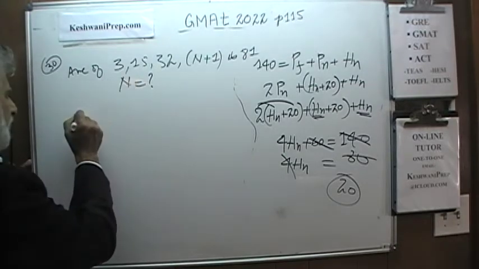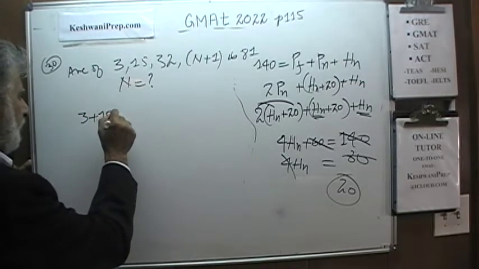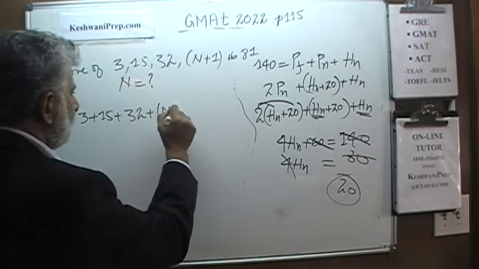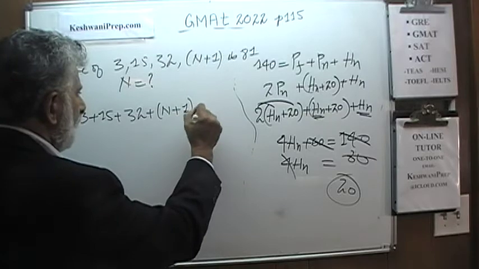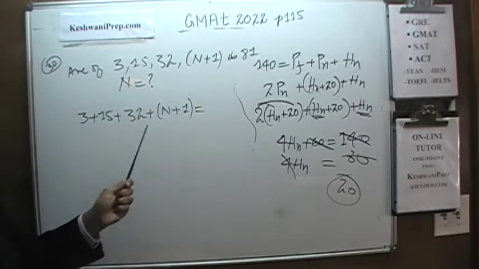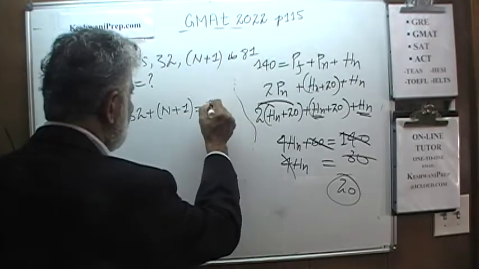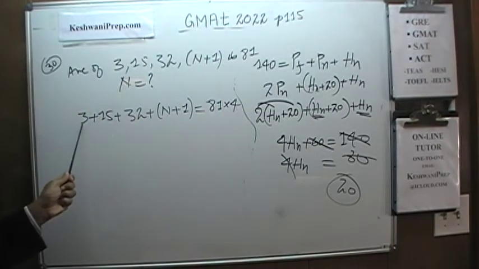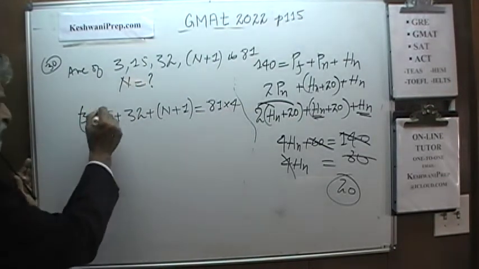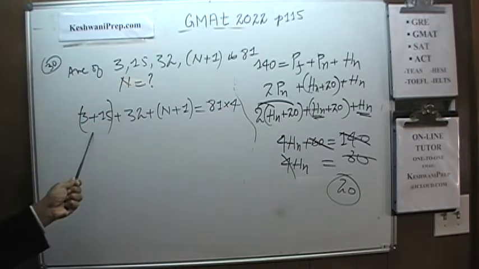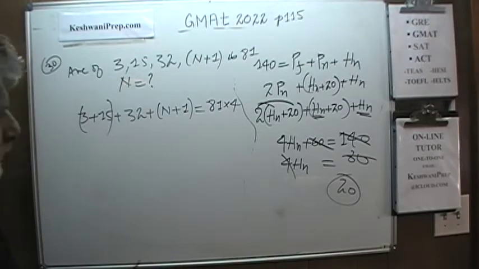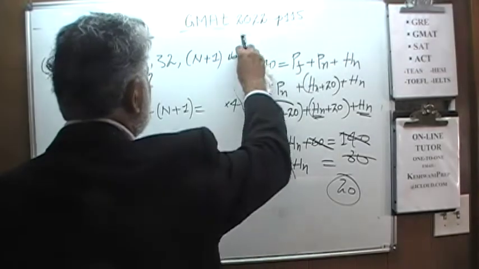So we have 3 plus 15 plus 32 plus n plus 1. And since their average is 81, the sum of these 4 has to equal 81 times 4. Here we go. 3 plus 15 is 18. We have 18 on this side. This should be 18, not 81. I miswrote it. It's 18.